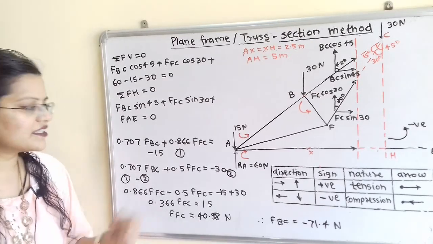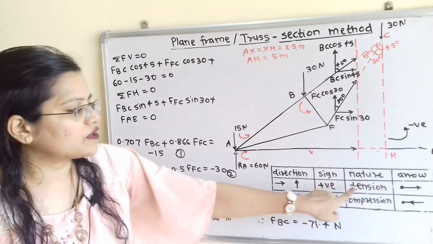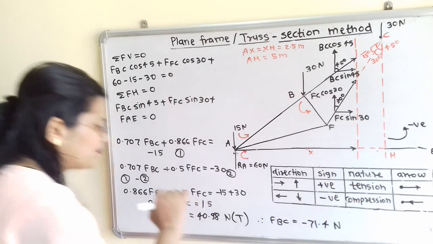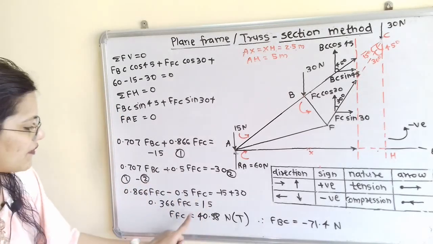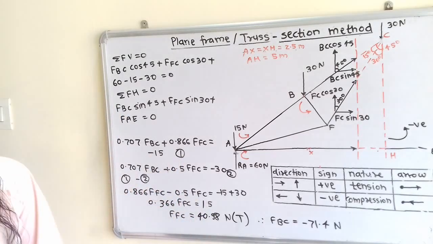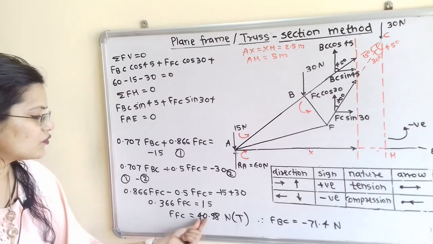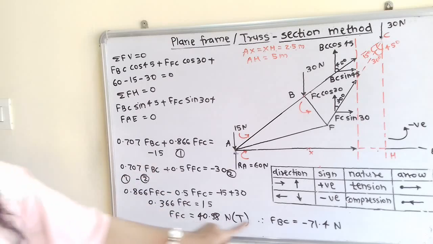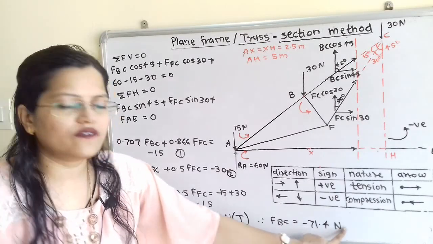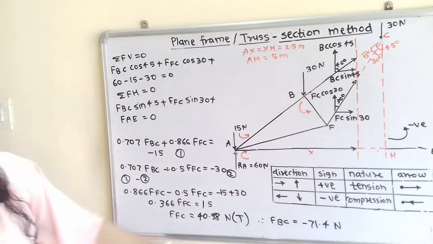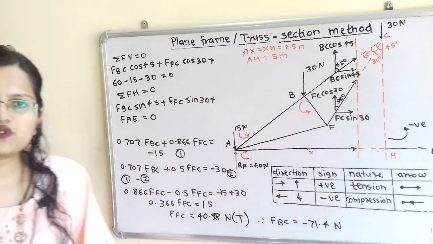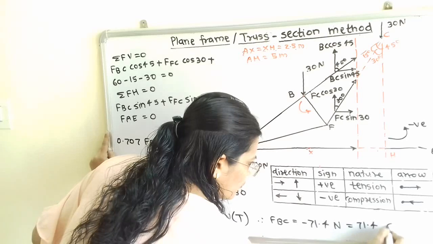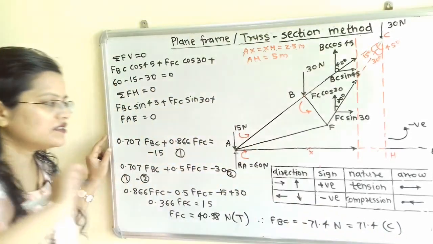So its answer is positive, that means magnitude is positive, so nature is tension. So I will write here tension. Now we will put this value in equation number 1, that is FFC is equal to 40.98. Then we will get FBC is equal to minus 71.4 Newton. So its magnitude is negative, so nature is compression. So how to write? With magnitude 71.4 we have to mention nature is compression.